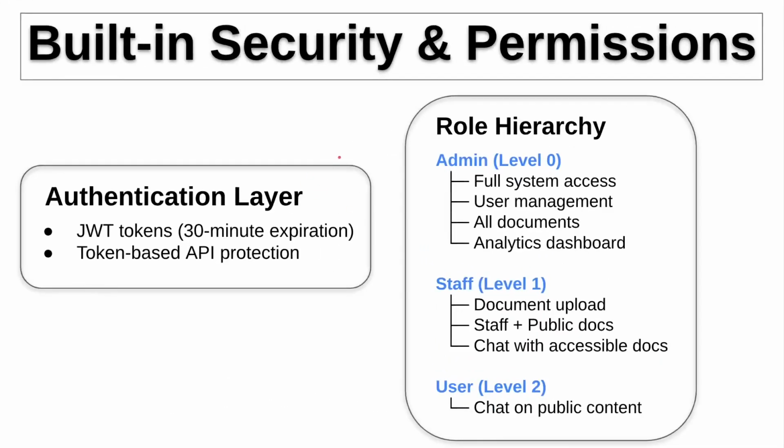Now there are some built-in security and permissions. We will use an authentication layer, we will use a JWT token, and we will use a 30 minute expiry time. If the expiry time is completed, then the user has to log in again. This is for admin as well as staff as well as end user. Then we will use token-based API protection.